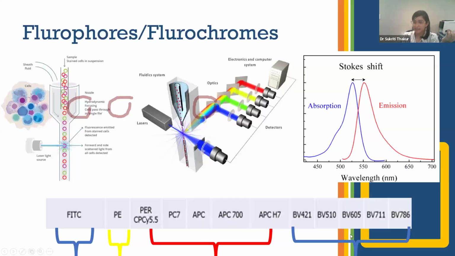And we have another laser, which is the blue-violet laser, which will excite these particular fluorophores or fluorochromes. And again, we will be able to identify the specific antibody which is attached to these fluorochromes. And in this way, the flow cytometer works.